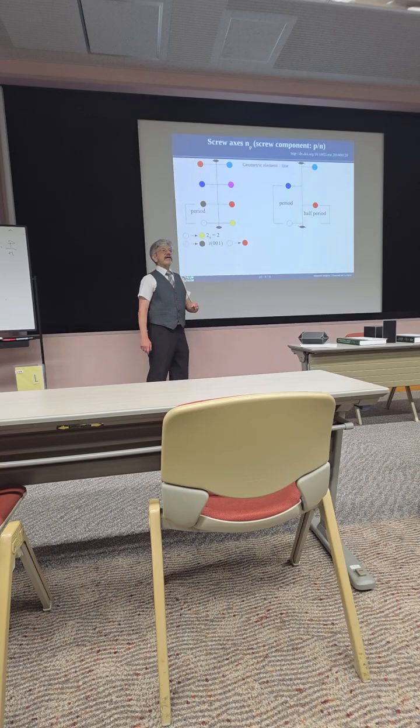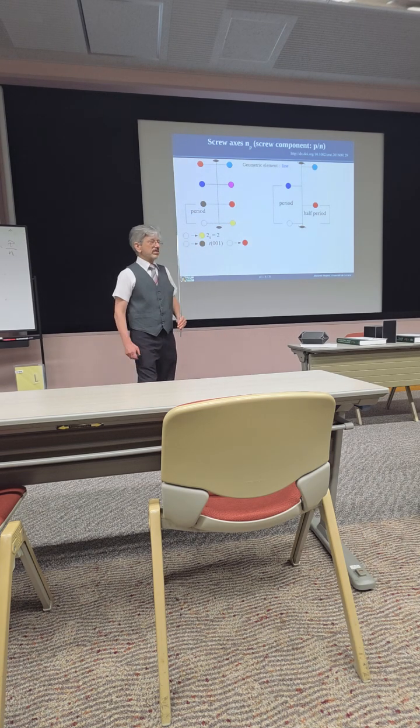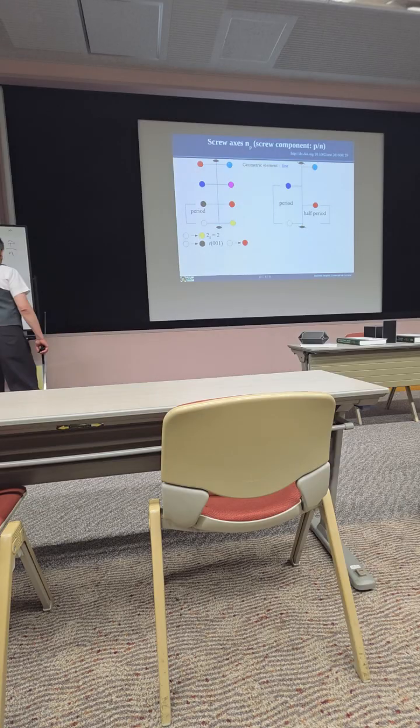White to red. What will be the symbol of this? We have a rotation followed by a full period translation. So P over N must be 1 because it's a full period. But N is 2, the rotation is 2, which means that P is 2. So the symbol is 2, 2, exactly.